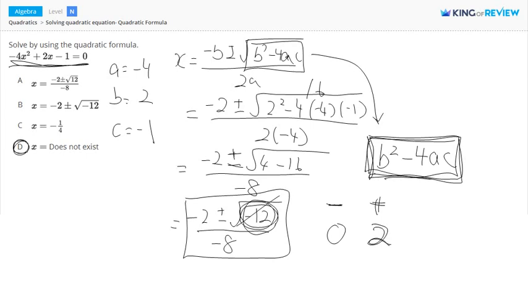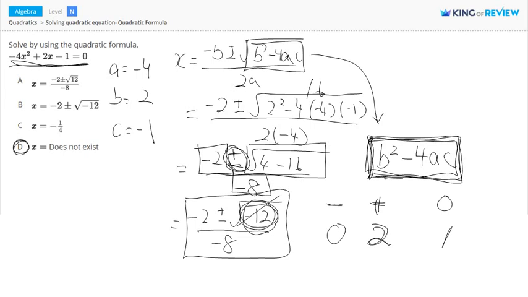And whenever this value is 0, you should have one answer. Because if this turned into 0, you're going to have this value over that value, and that's it. You're not going to be doing this plus minus part. That's why you have one answer.